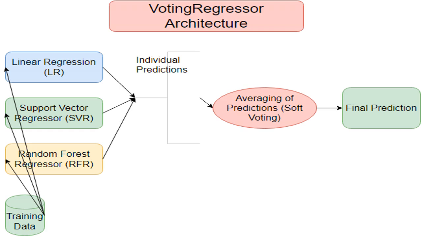This is the ultimate outcome, the prediction the VotingRegressor gives after averaging the predictions from linear regression, support vector regression, and random forest regression. I hope it is more accurate than any single model could achieve alone.